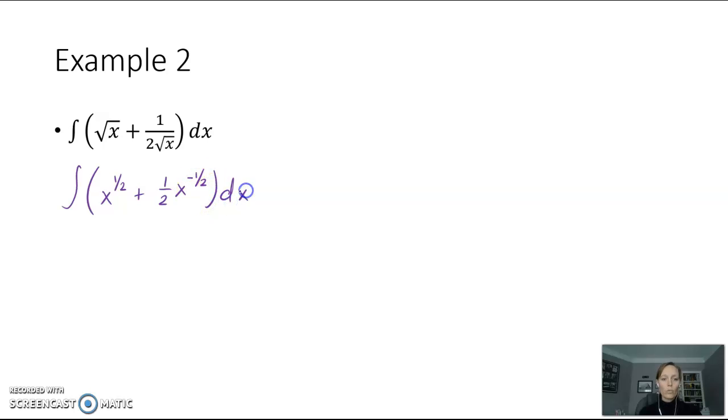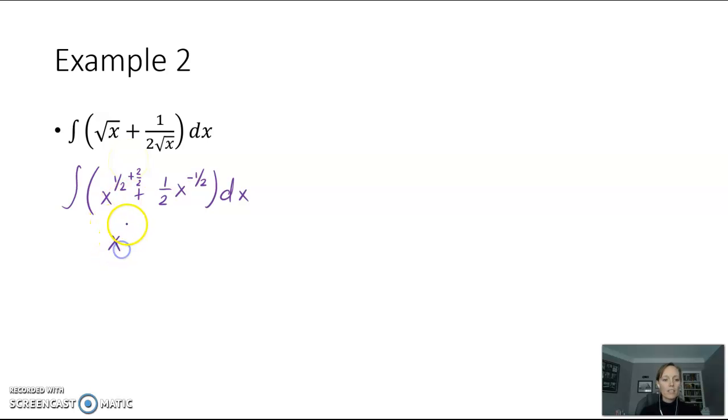Okay, so that's just rewriting it so that it's in a power so that we can then apply the power rule. So now I'm going to do the same thing I did in example 1. In this first term here, I start by adding 1. Remember that you're adding a whole to a fraction, so I'm really adding 2 over 2, right? That common denominator to our fraction.